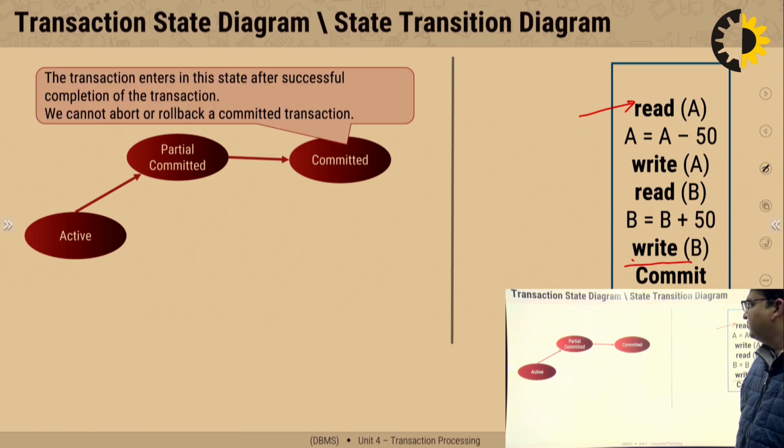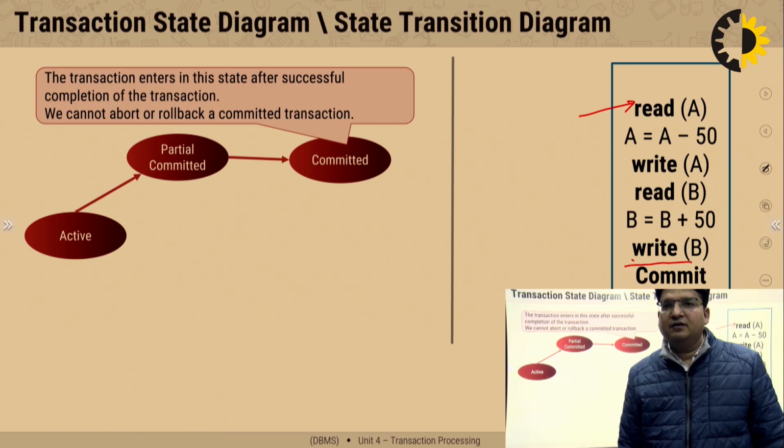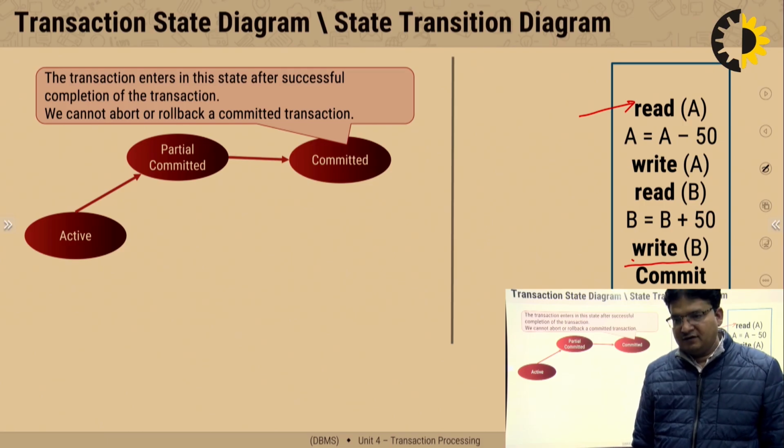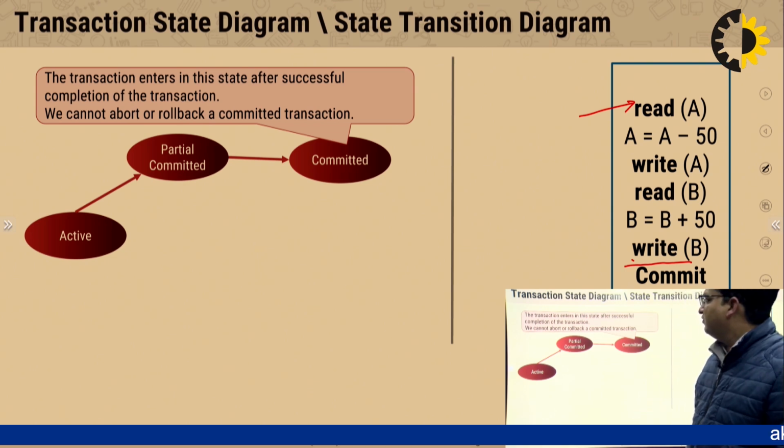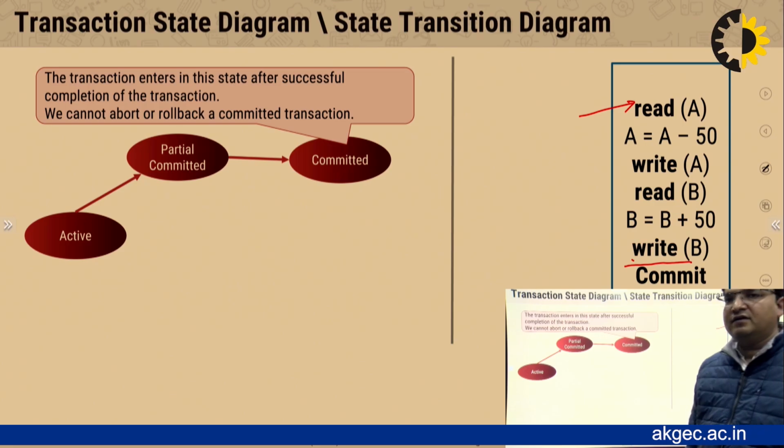Next is the committed state. The transaction enters this state after the successful completion of the operation. After the operation has been successfully completed, the values are written to the disk. Then, after the values are written to the disk, we say the transaction has completed. We cannot abort or roll back a committed transaction.